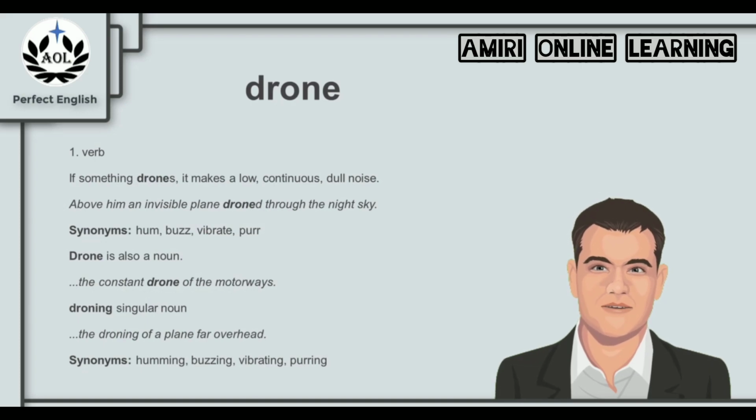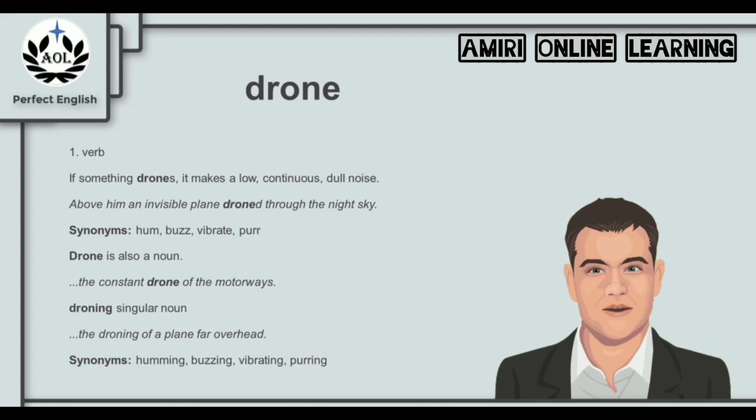Now, drone can be used as a verb. If something drones, it makes a low, continuous, dull noise. For example, above him, an invisible plane droned through the night sky. And synonyms for drone in this context are the words hum, buzz, vibrate, or purr. And drone can also be used as a noun. For example, the constant drone of the motorways. We can also use droning as a noun. We can say the droning of a plane far overhead. And synonyms for droning are the words humming, buzzing, vibrating, or purring.